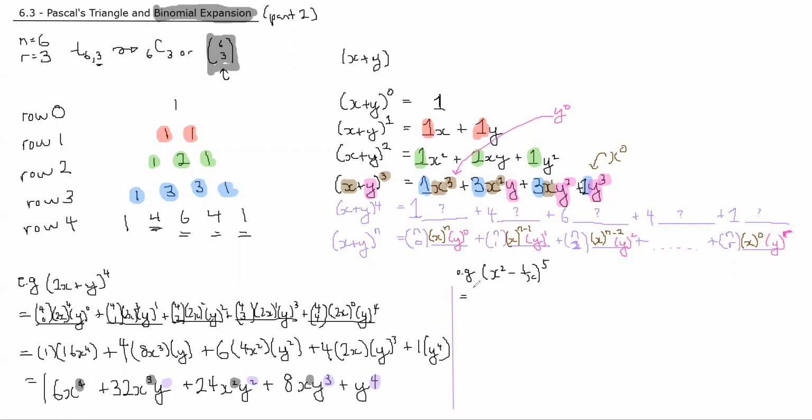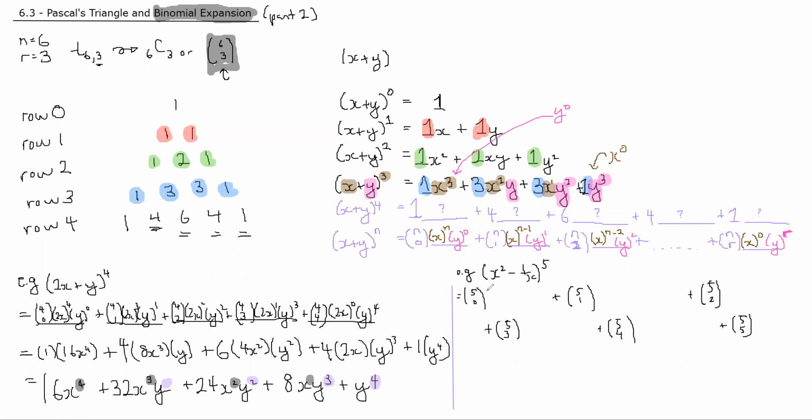You ready? Okay. Actually, again, let's stick to the order. 5 choose 0, 5 choose 1, 5 choose 2, plus 5 choose 3, plus 5 choose 4, plus 5 choose 5. Okay, remember, this is 5th row, 0th term. Okay, so the first term.